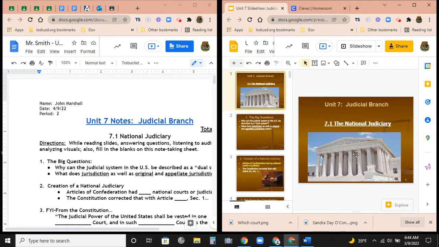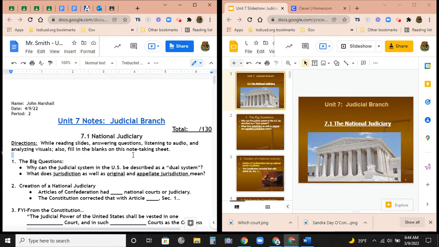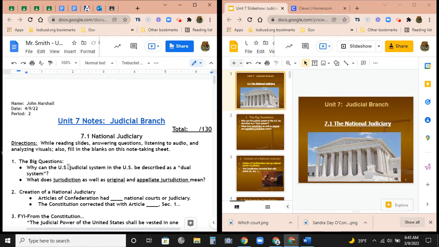Okay, so this is the Supreme Court. The big questions on 7.1, the National Judiciary. How can the judicial system of the United States be described? Why can the judicial system be described as a dual system? All right, that could be written better.